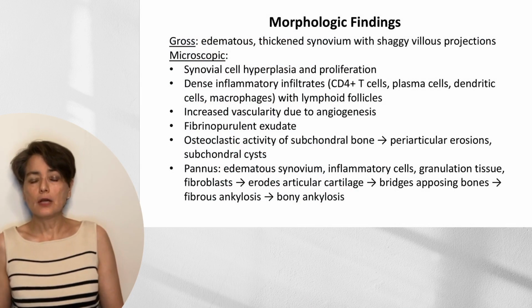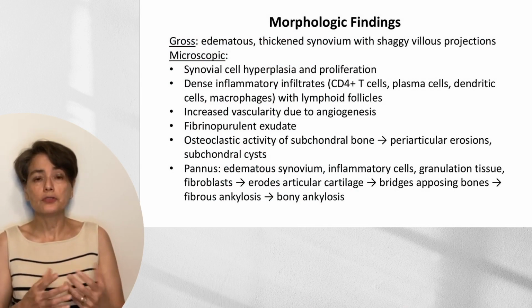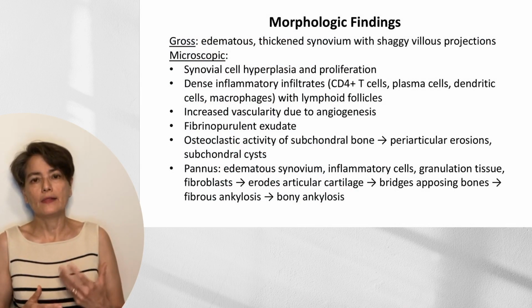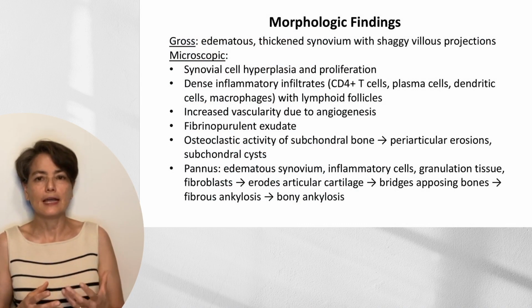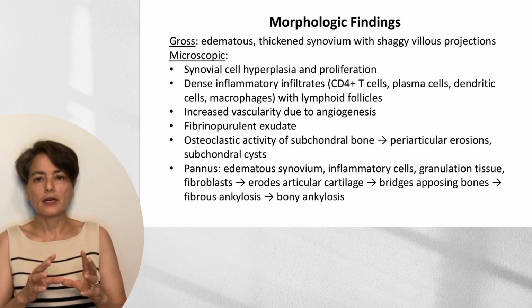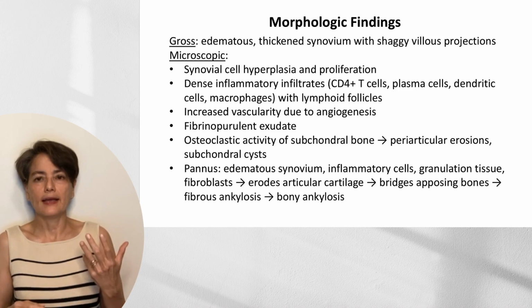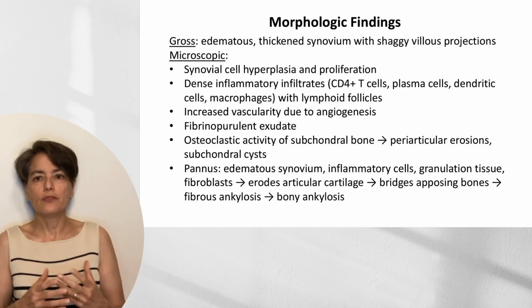So our additional morphologic findings will be on the gross side. When we look at that synovium, it's going to be thickened and edematous with shaggy villous projections due to a papillary growth from all of these inflammatory cytokines, inflammatory cells, and the proliferation of the synovial cells.